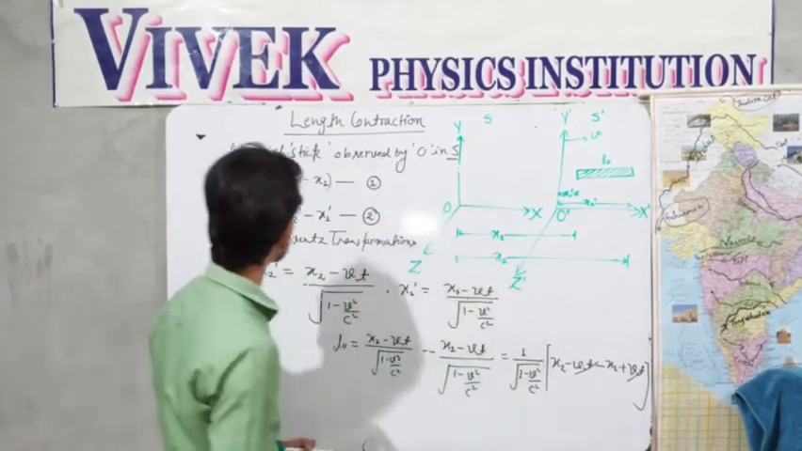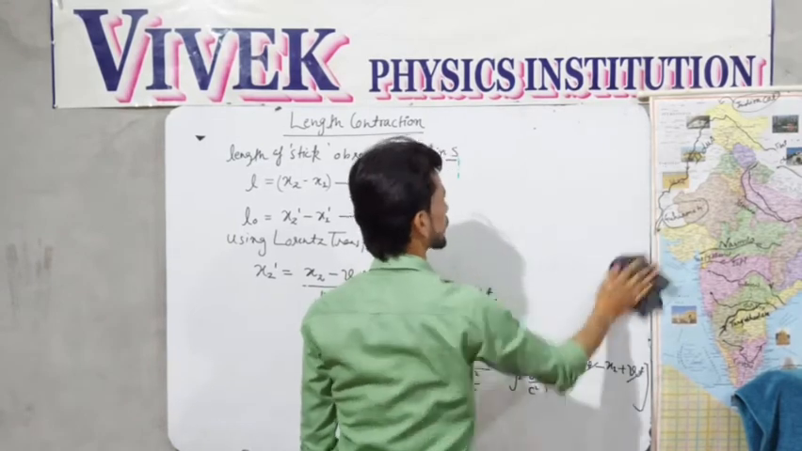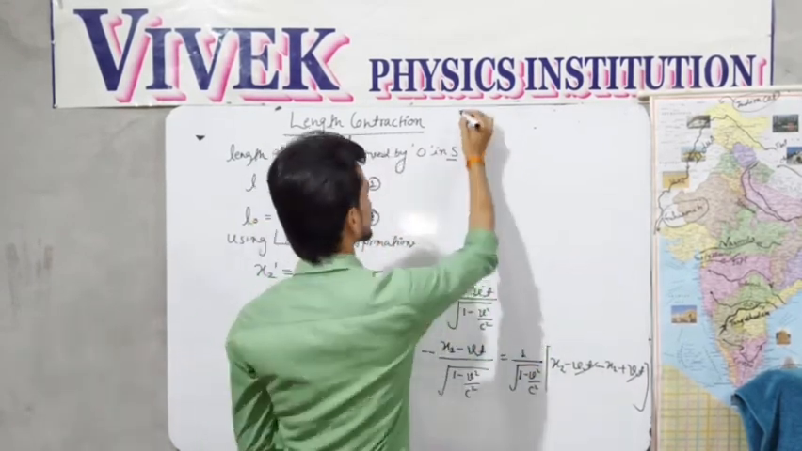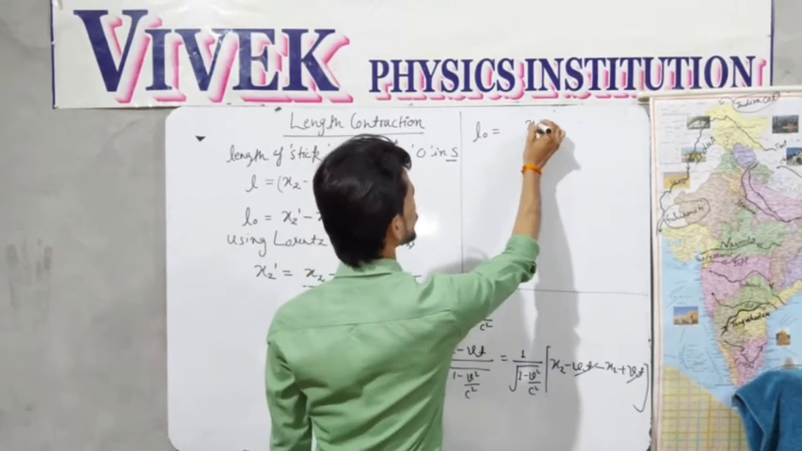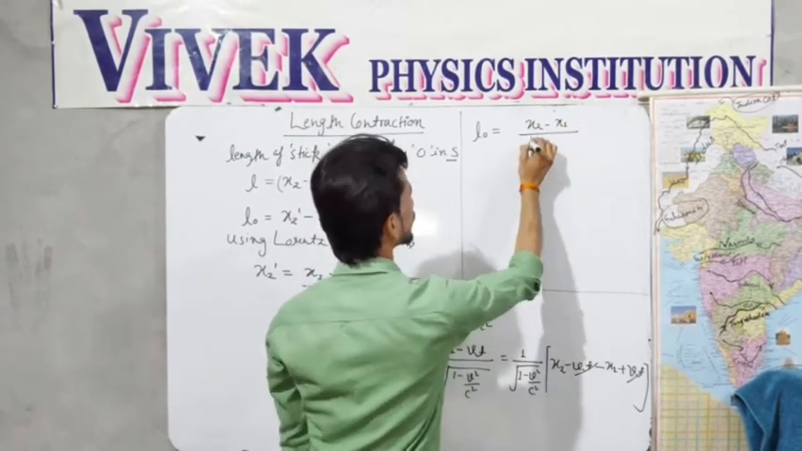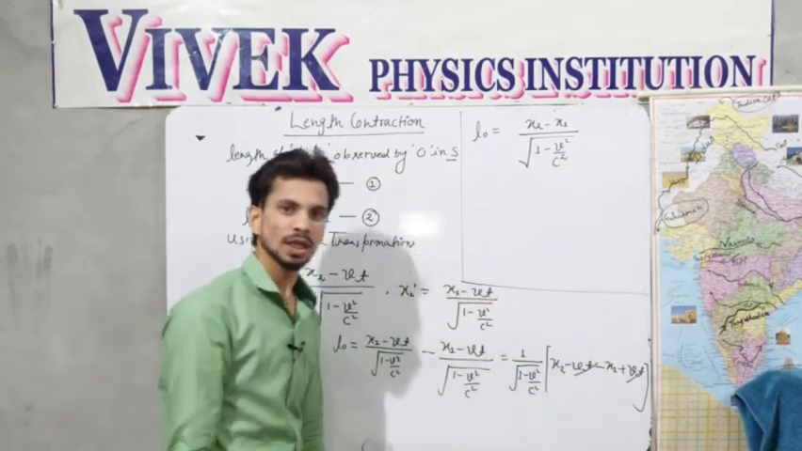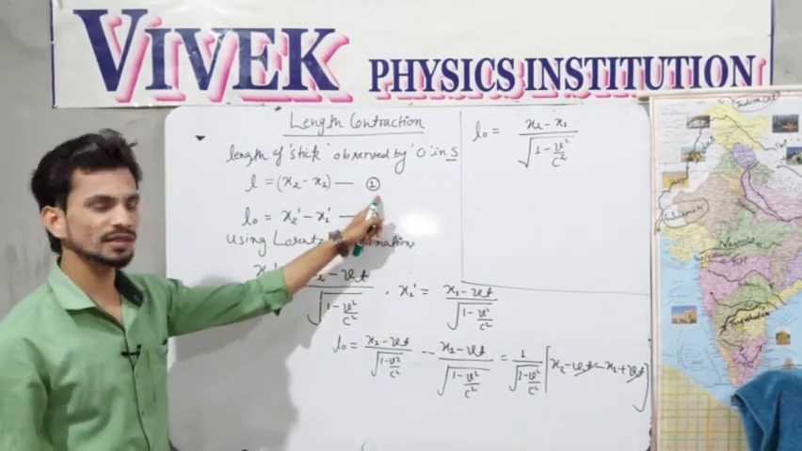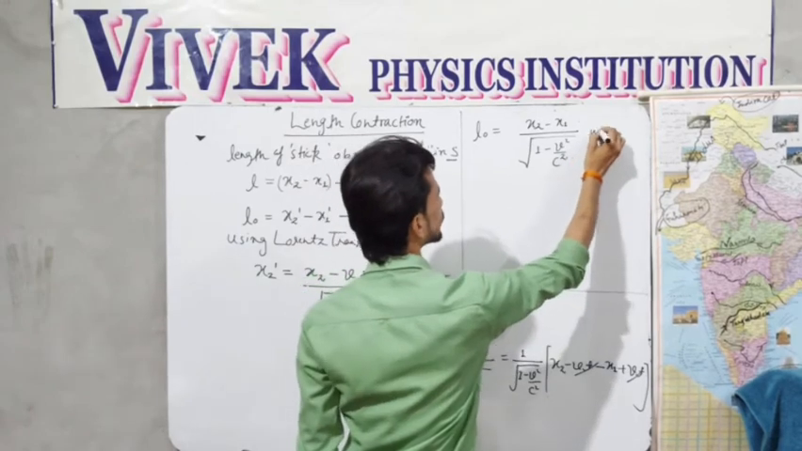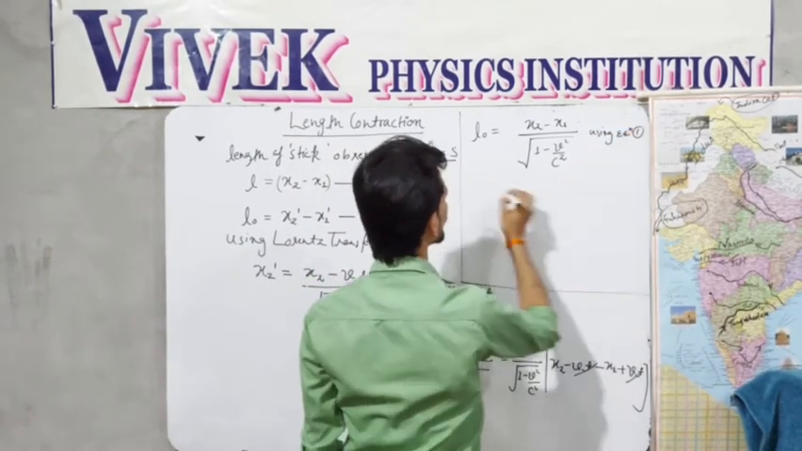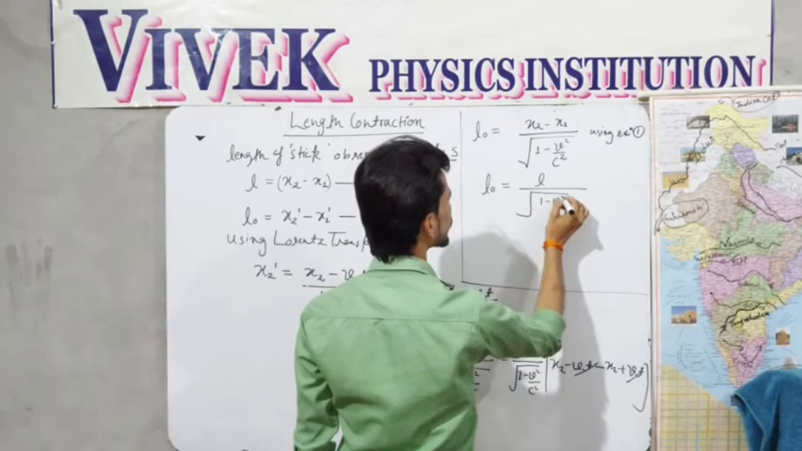So this is going to equal L naught. The rest of the terms are x2 minus x1 divided by under root 1 minus v square upon c square. Now in equation number 1 you can easily see that this x2 minus x1 is mathematically equal to L. So using equation 1, L naught equals L divided by under root 1 minus v square upon c square.